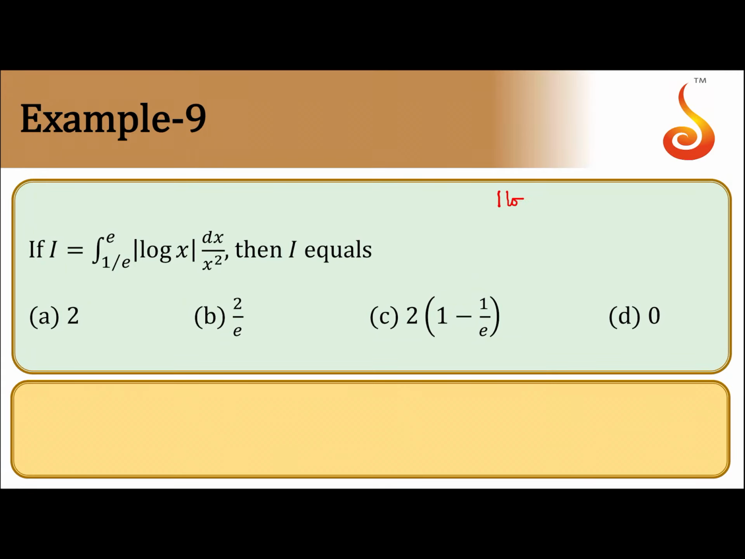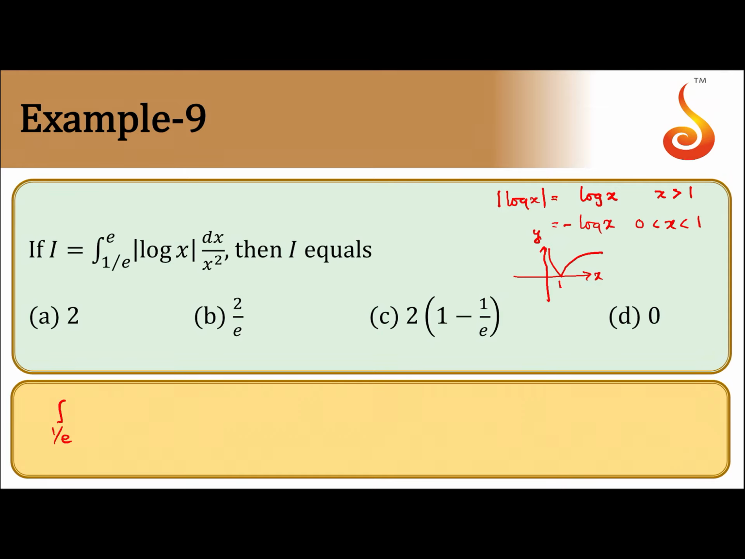Define mod log x. Mod log x is equal to log x whenever x is greater than 1, and is equal to minus log x whenever x lies between 0 and 1. If we try to draw the graph of mod log x, it looks like this. This is the 1, this is the x-axis and this is the y-axis. According to that only, we will split this integral.